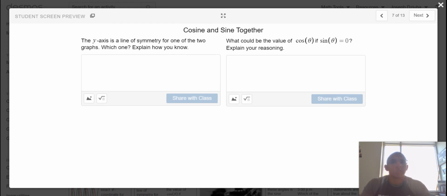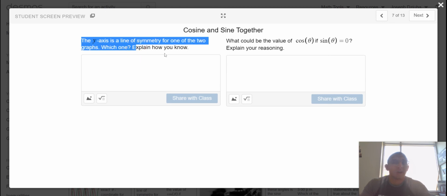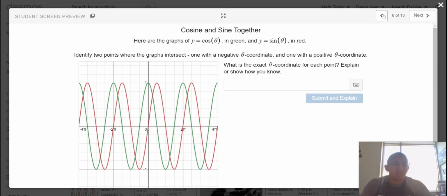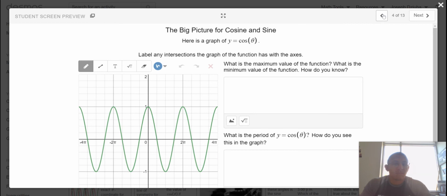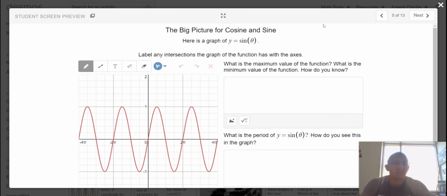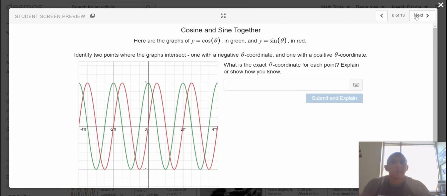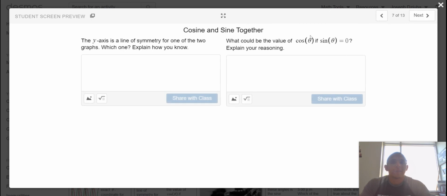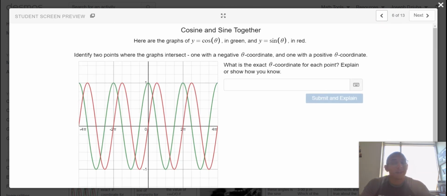And then 2 more questions to wrap up. The y-axis is going to be a line of symmetry for one of the 2 graphs. Which one? And last but not least, what could be the value of cosine of theta if sine of theta is 0? So that's a conversation that we're going to have as a whole class.